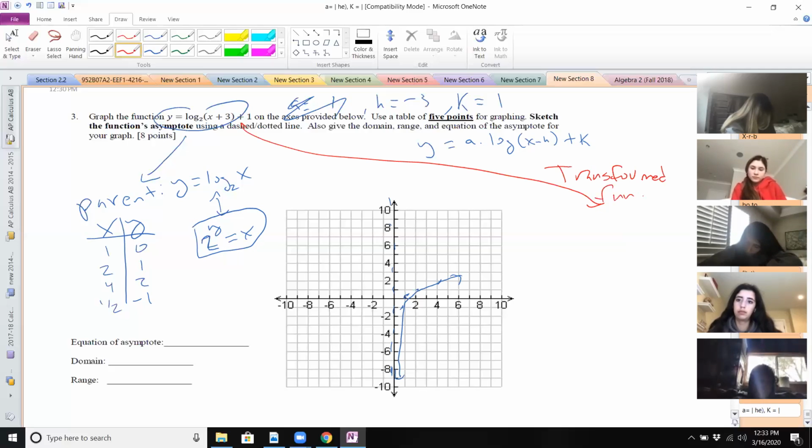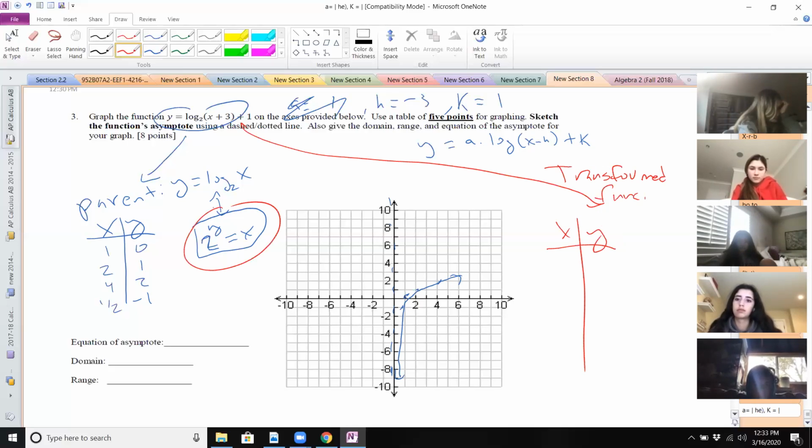We want the transformed function. So when it's a log function, you plug 0, 1, 2, and -1 in for y instead. Exactly. Yes, 100%. And you probably want to rewrite it like that for the parent function, just so you can make sense of it, because then we're going to alter it, right?